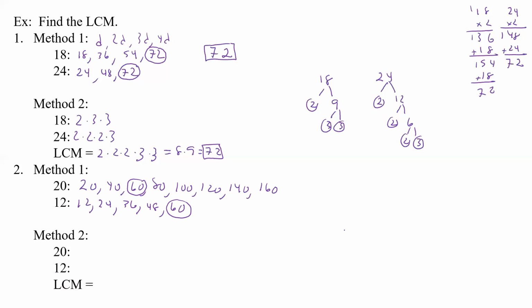Well, what about method 2? For 20 and 12, 12 is just 2 and 6, and then that's 2 and 3. So that's going to be 2 times 2 times 3. So that one was the quick one.